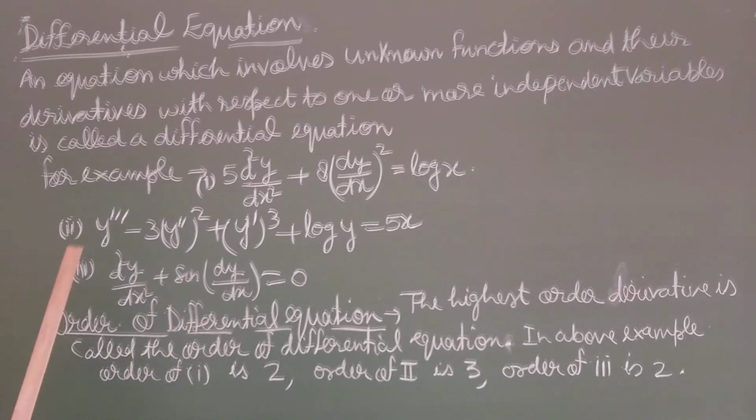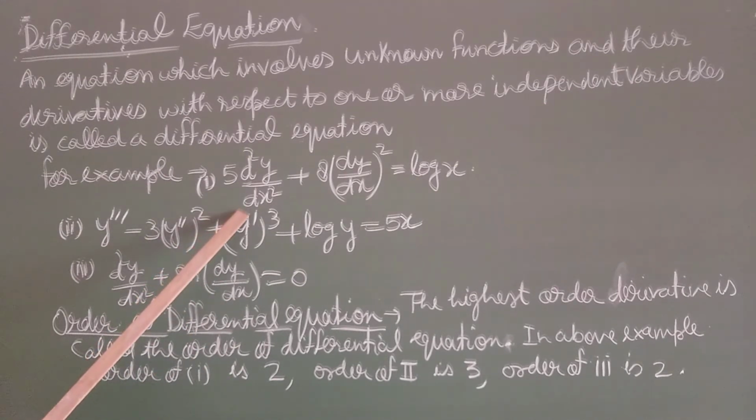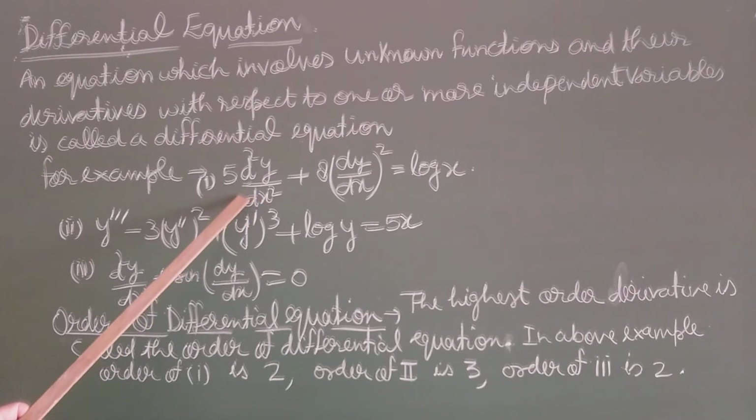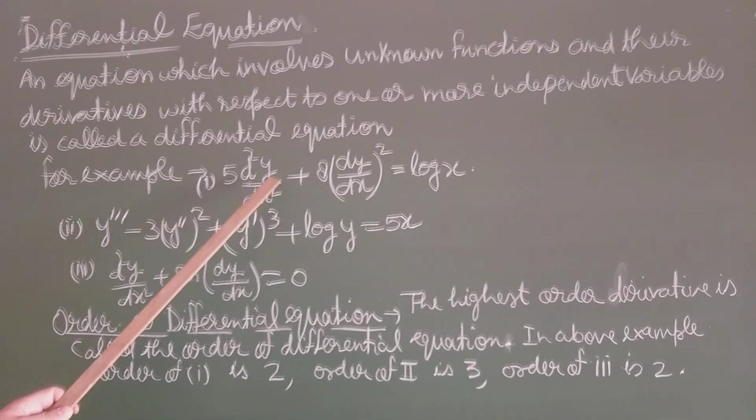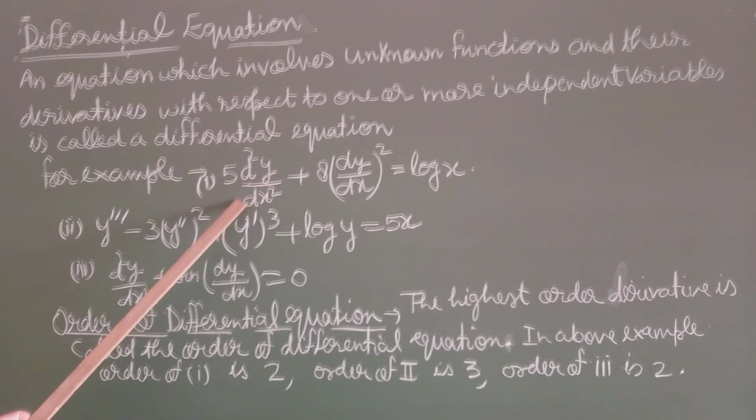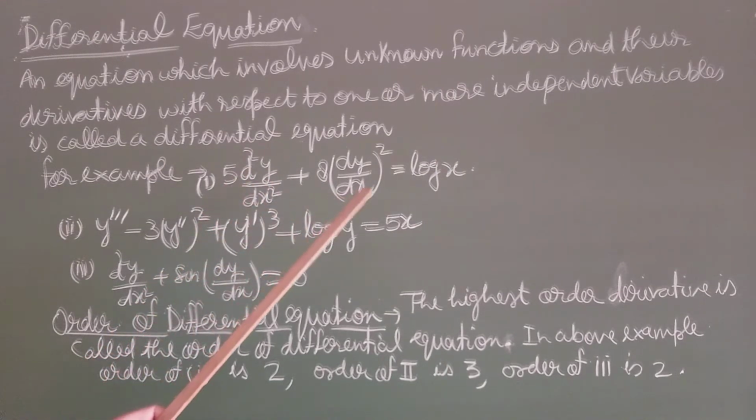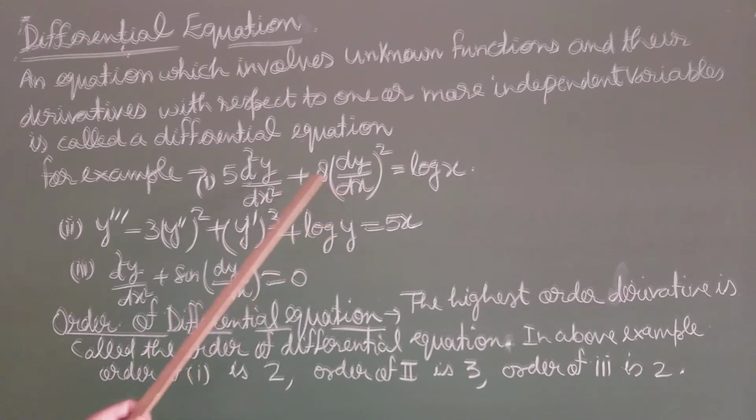In the third example you can see there is a second order derivative plus sine dy by dx equals to 0. So it is also a differential equation because it contains derivatives. And you must remember that the variable with respect to which these are differentiated, that variable is known as the independent variable. X is independent here and y is dependent.